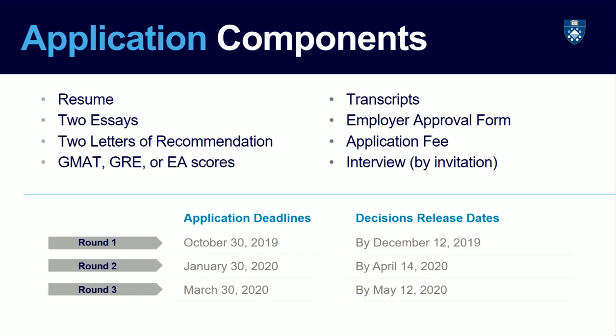So as I mentioned, those deadlines are October 30th, January 30th, March 30th. The stars aligned this year where our deadlines are all really easy to remember. And as you can see, and we'll see later, all of our dates, including both interview dates and our decision release dates, are clearly articulated. So we will release decisions for round 1 by December 12th. And the later rounds, you can see those deadlines.